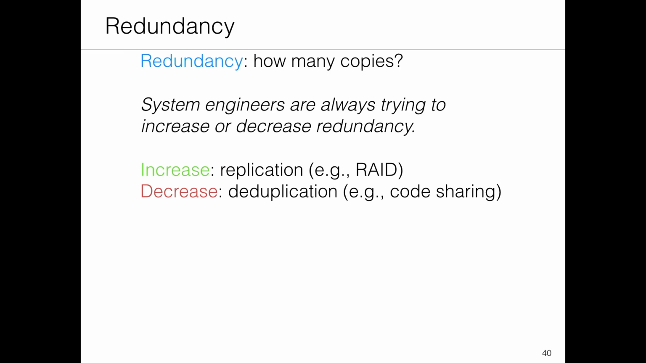Segmentation, right? So we could have some code segment which was, let's say, read only. So we could have multiple of these processes point to the same code segment, right? So we were then reducing the duplication, or we were doing deduplication. So in general in systems, we're either increasing or decreasing the redundancy. We're now increasing the redundancy to make things more reliable.